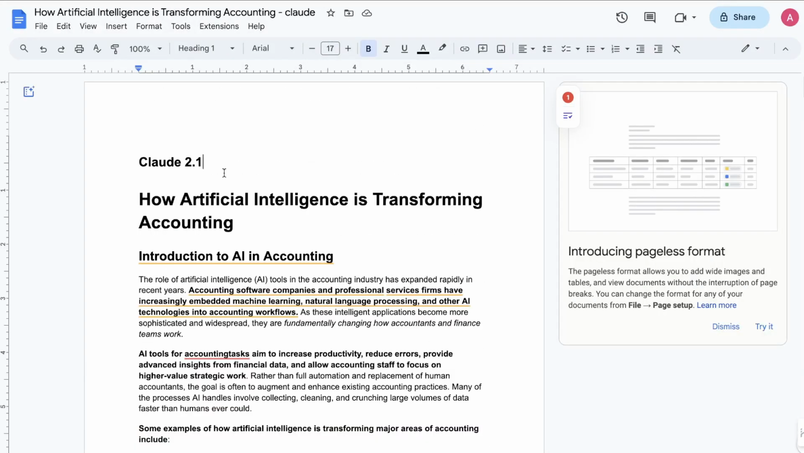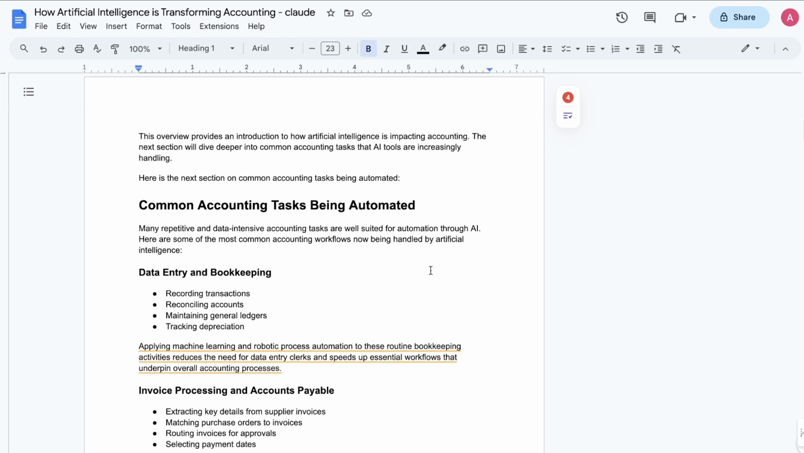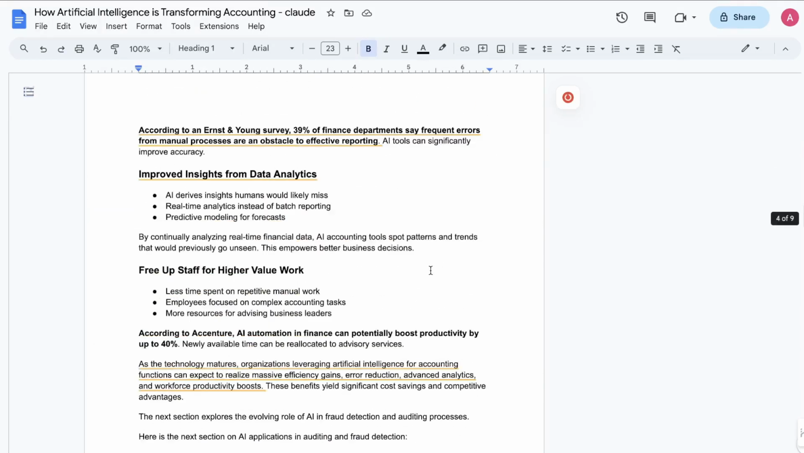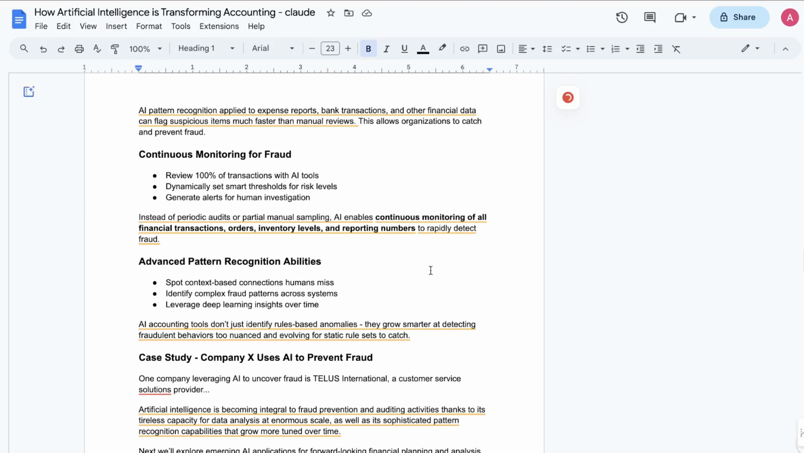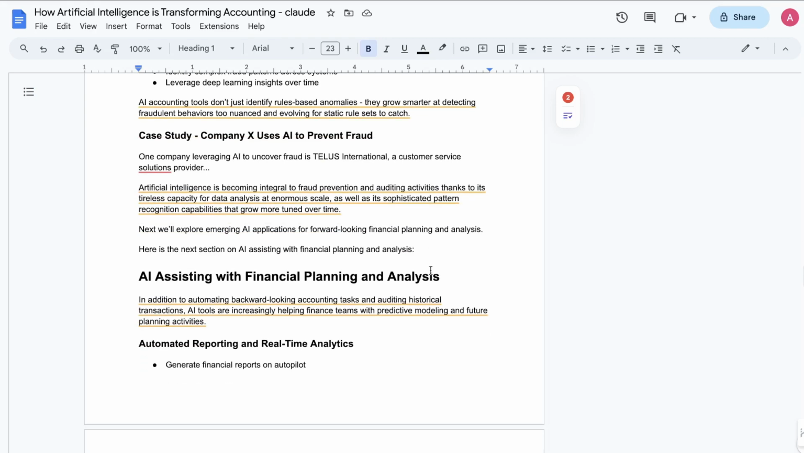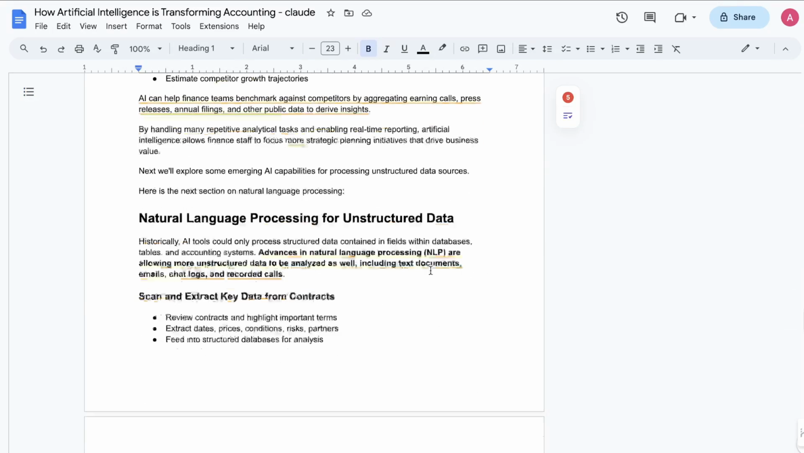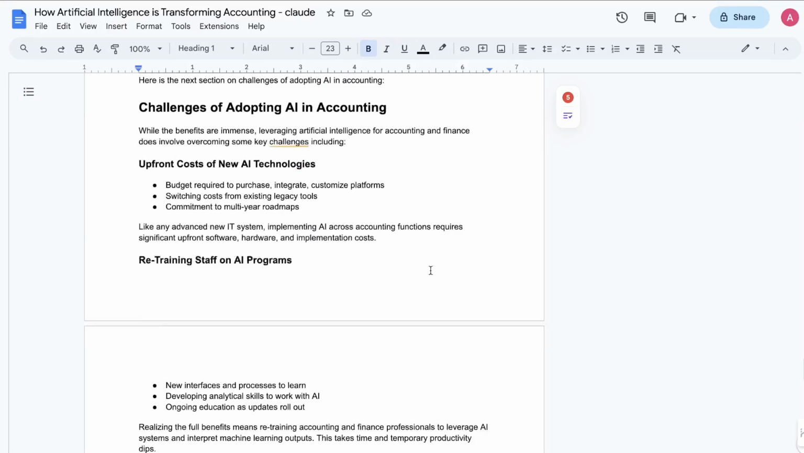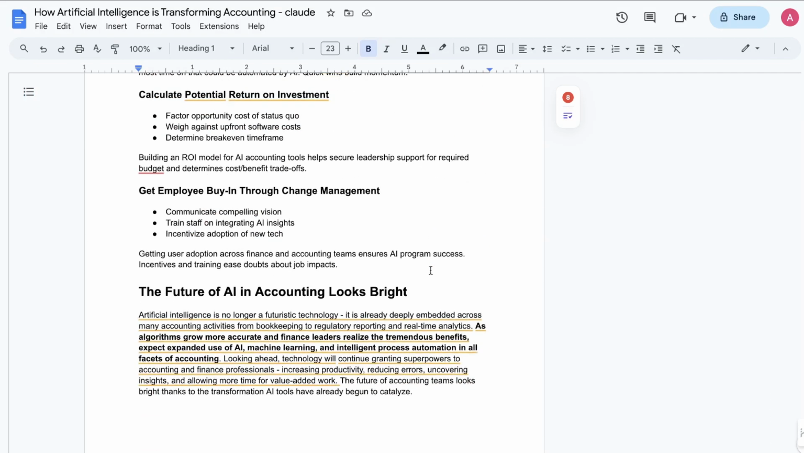Now, here is the article that we got back from Claude. Claude 2.1, How AI is Transforming Accounting, Introduction, Common Accounting Tasks That Can Be Automated. Then we get some tasks there, Benefits of AI in Accounting, AI Applications in Auditing and Fraud Detection, Case Studies as well, AI Assisting with Financial Planning and Analysis, Natural Language Processing for Unstructured Data. That's pretty insightful there.